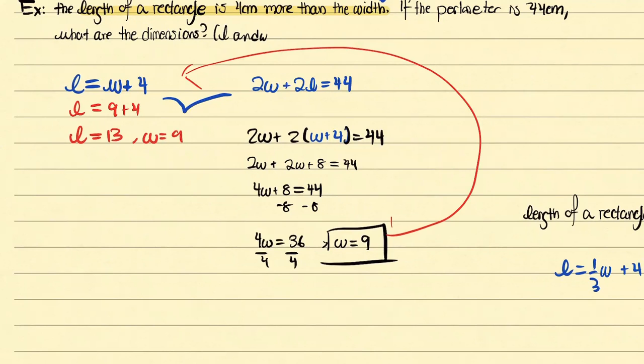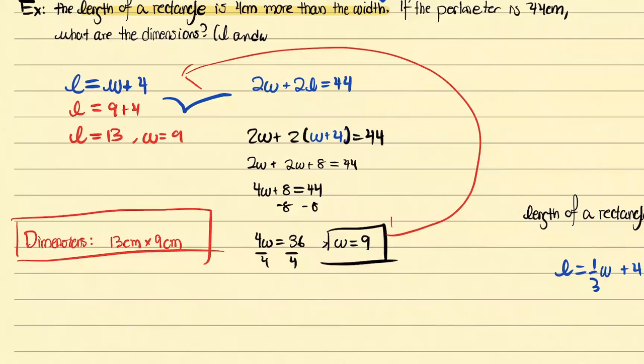And just common sense check, that makes sense. The original statement was that the length was 4 centimeters greater than the width. The length certainly is 4 centimeters greater than the width. We should answer the question though. These are in centimeters. So the dimensions is 13 centimeters by 9 centimeters. Any questions on this example so far?